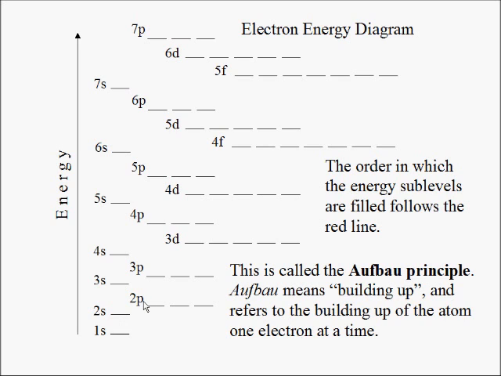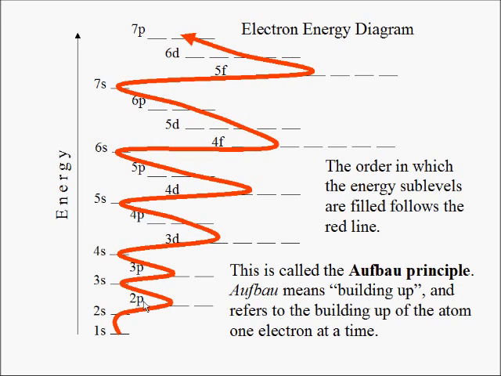So we start with the 1s, then we go to 2s and 2p, then we go to 3s and 3p, 4s. Notice that the 4s fits between the 3p and the 3d, so next we go to the 3d. Then we come back to the 4p, the 5s, the 4d, the 5p, 6s. Then we jump to the 4f sublevel, back to the 5d, 6p, 7s, and into the 5f, the 6d, and the 7p.